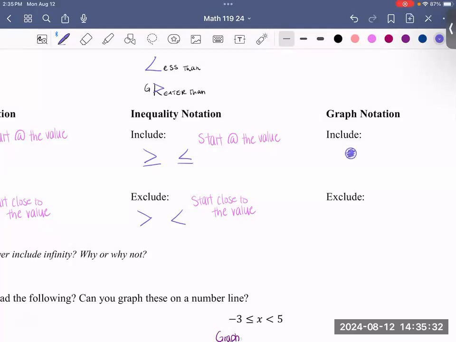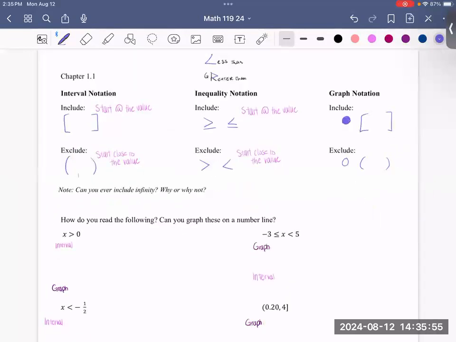Nice and closed. You could also see it as any sort of bracket. Again, we're starting at the value. And if we want to exclude, it's going to be open, kind of like breezing right through that value. Or we get to use parentheses. You can use also both. It doesn't matter one way or the other.